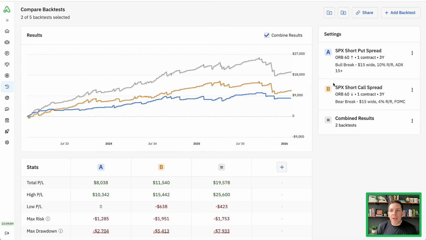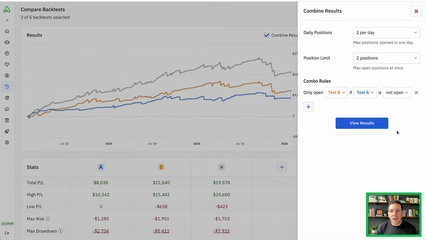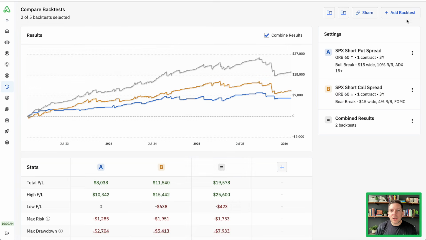So what I'm doing here is you can see I'm going to be running both of these strategies. Both of them are going to be inside the same bot. I've combined it here in the combo results. You can see that it's basically only opening test B if test A is not open, and vice versa, obviously. So that's a good one. It's a good combination to use. And so now what we need to do is just essentially create the bot to do this.